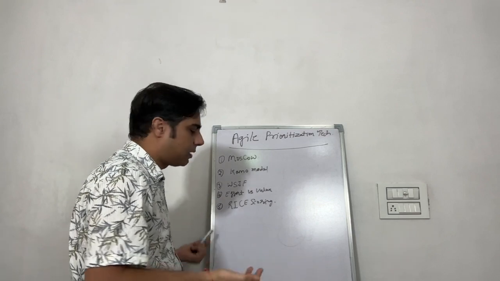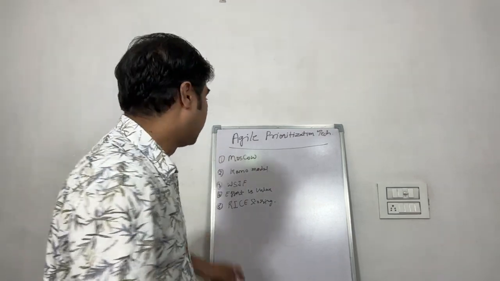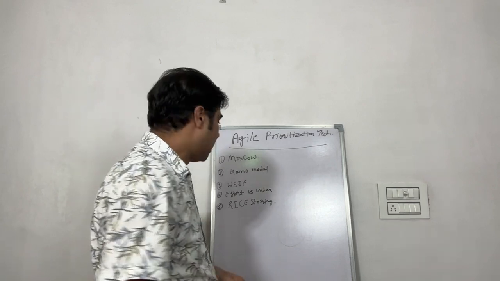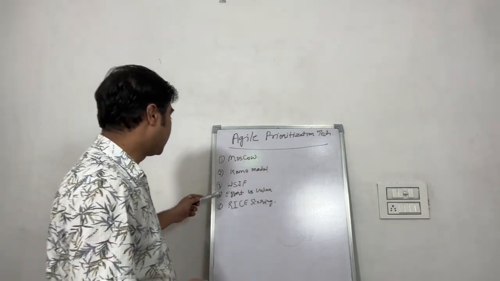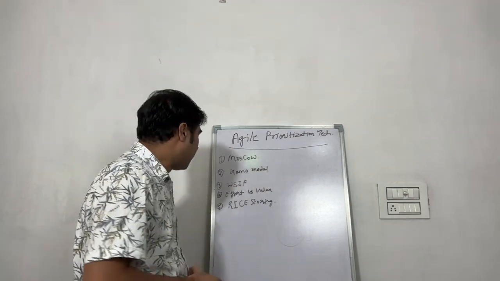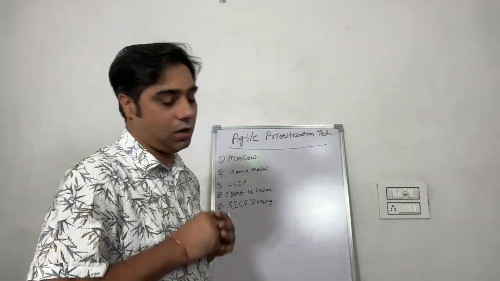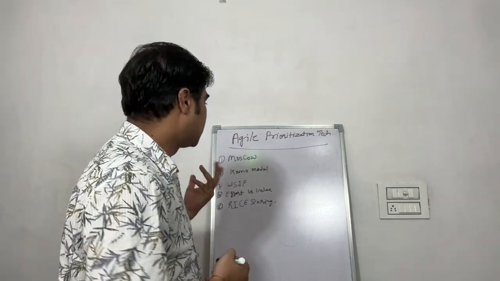So now let's discuss the methods of prioritization. There are multiple methods, but the ones mainly used are: first, the MoSCoW method; second, the Kano model; third, the WSJF model; fourth, the effort versus value model; and fifth, the RICE scoring model. So these are the commonly used methods. Let's discuss them one by one.